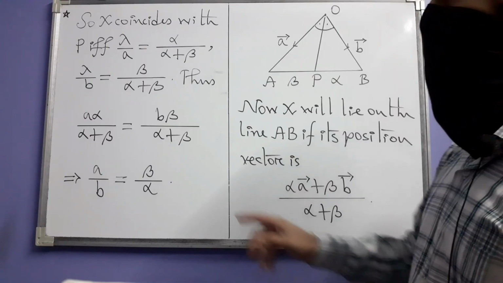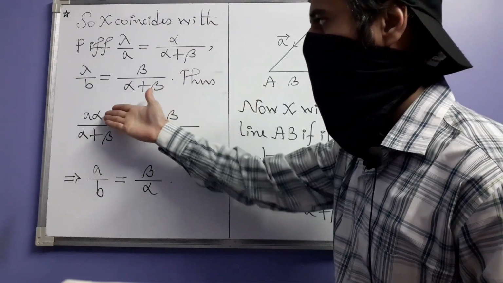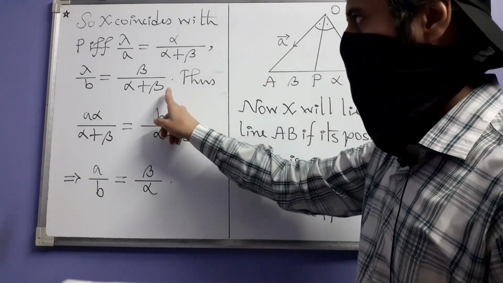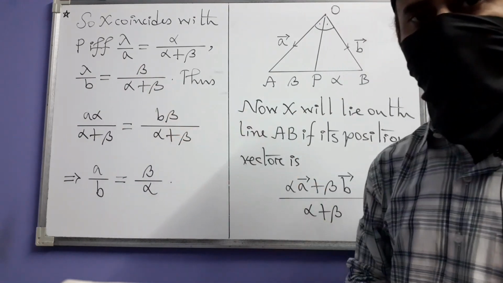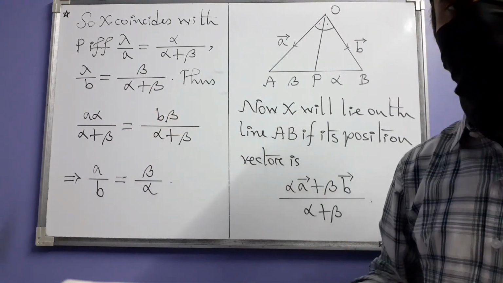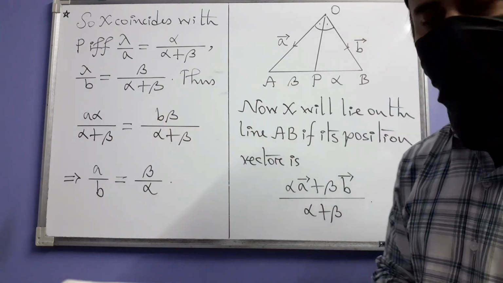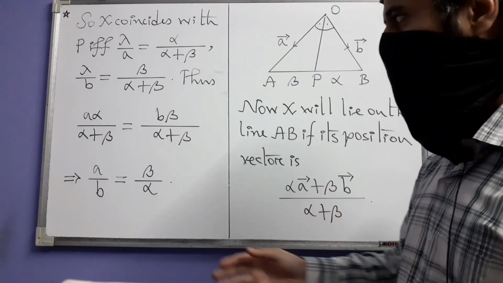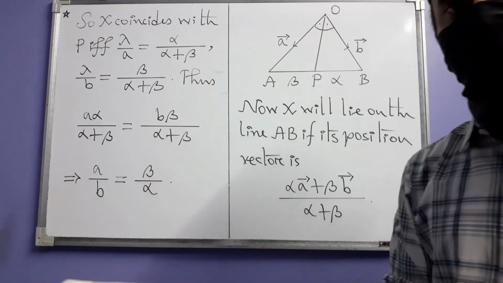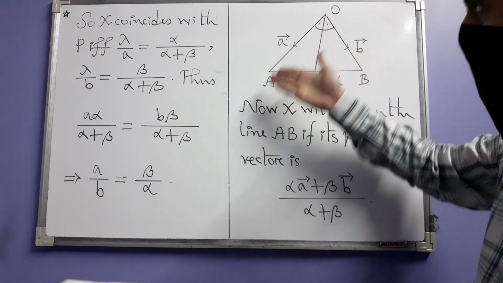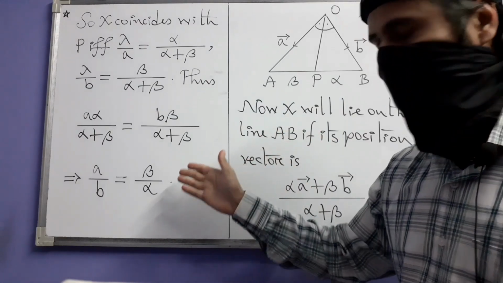So what we do, we note from the first equation that lambda equals A alpha divided by alpha plus beta. And from the second equation, we also see that lambda simultaneously equals B beta divided by alpha plus beta. So that means these two numbers are equal. And then you cancel alpha plus beta from the denominator on both sides and you do cross multiplication. So that's how you get A divided by B equal to beta divided by alpha. You go back and see that this is what you wanted to prove.